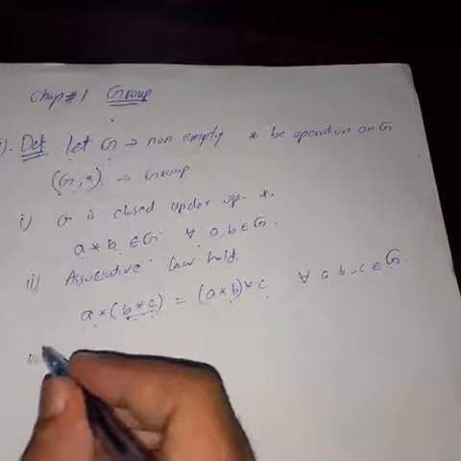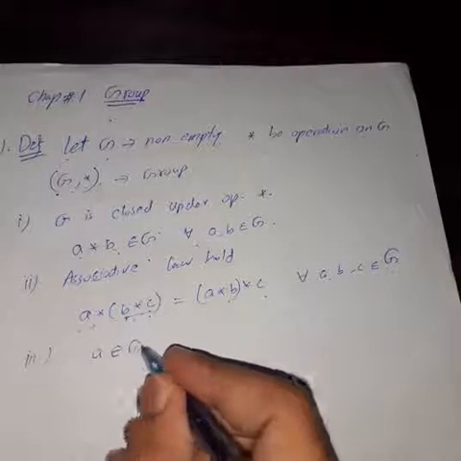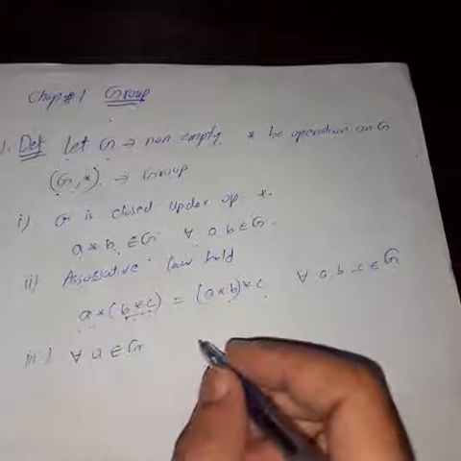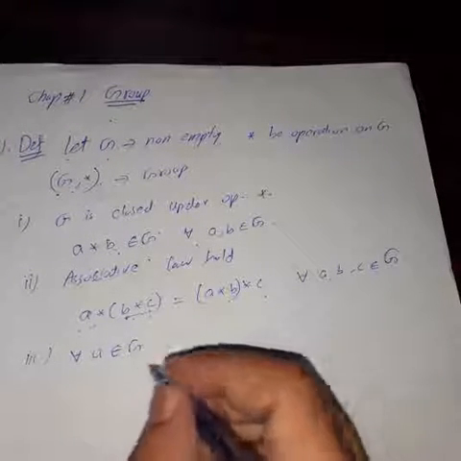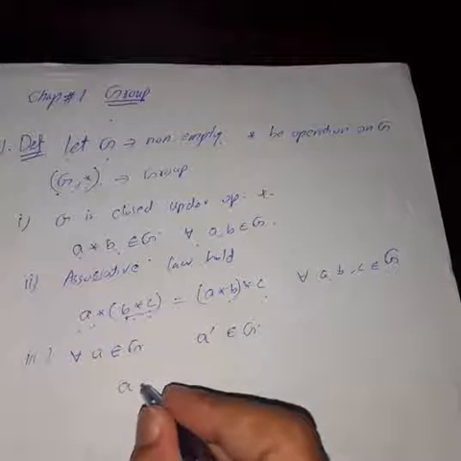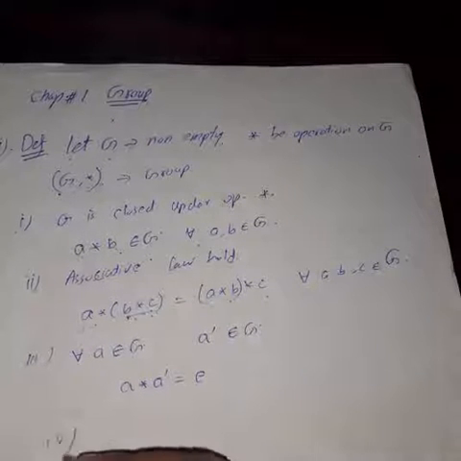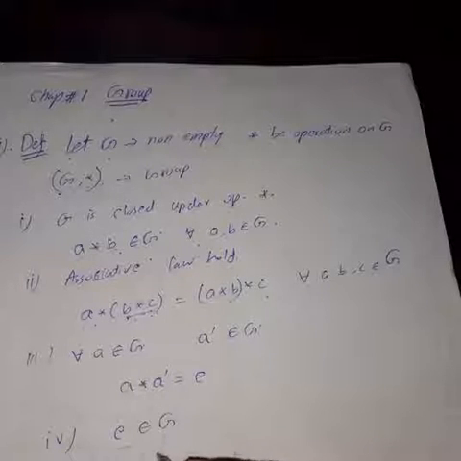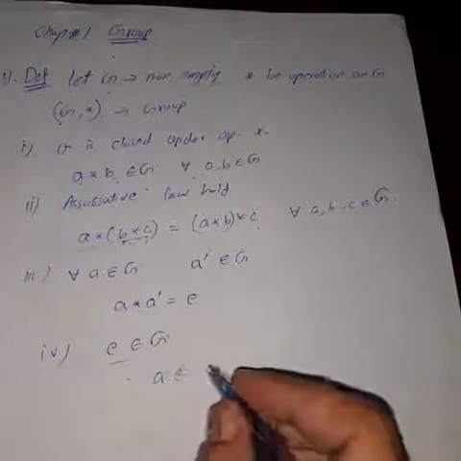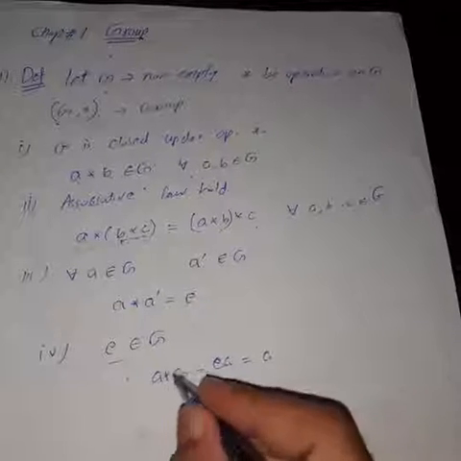So the third property is that for each element of G, an inverse exists for that element. a' belongs to G for each a such that a * a' is equal to e, where e is the identity and the identity should belong to G. And the fourth property is that the identity belongs to group G such that a * e or e * a should be equal to a. The operation should be * here.